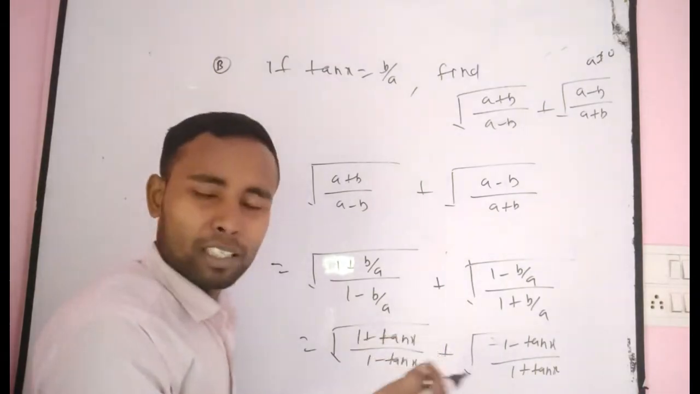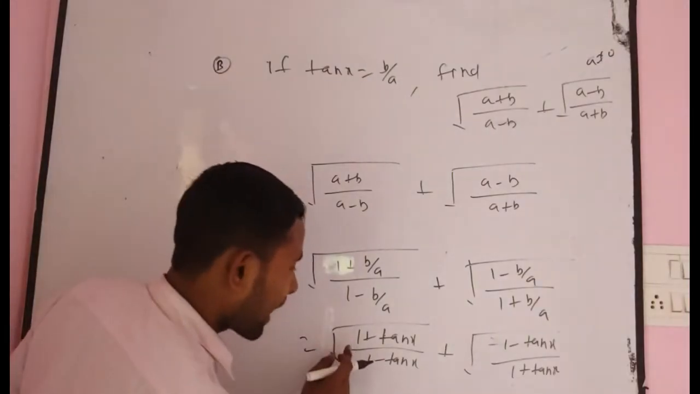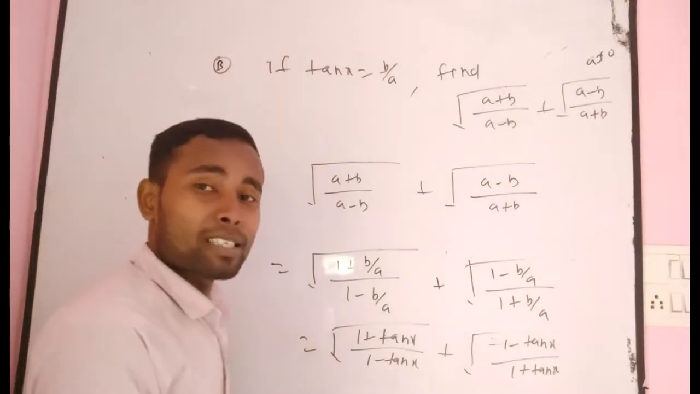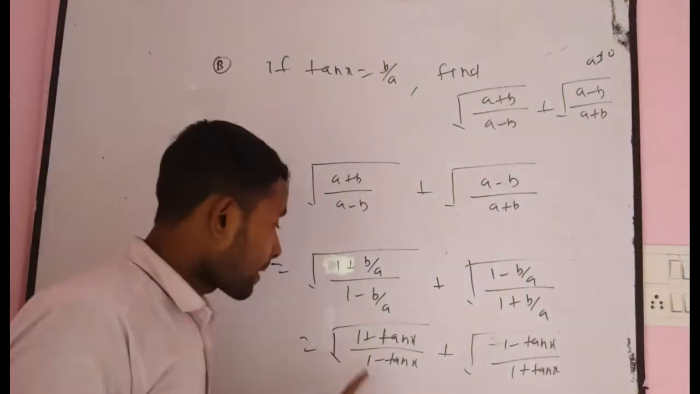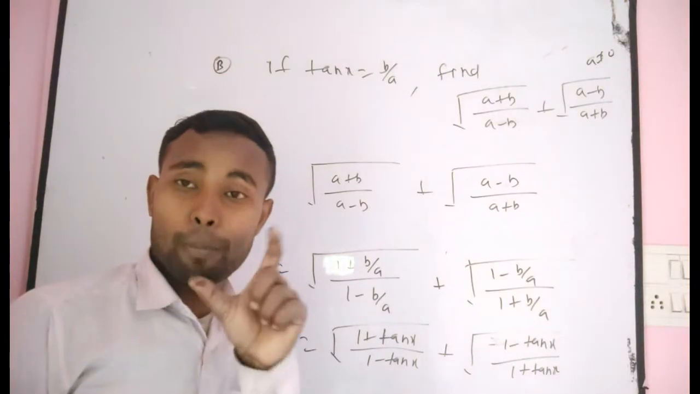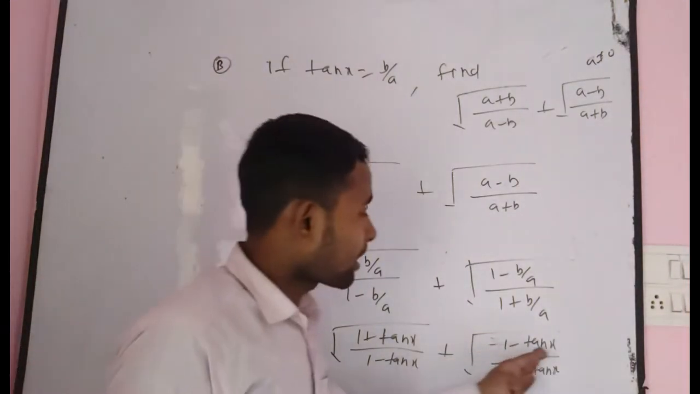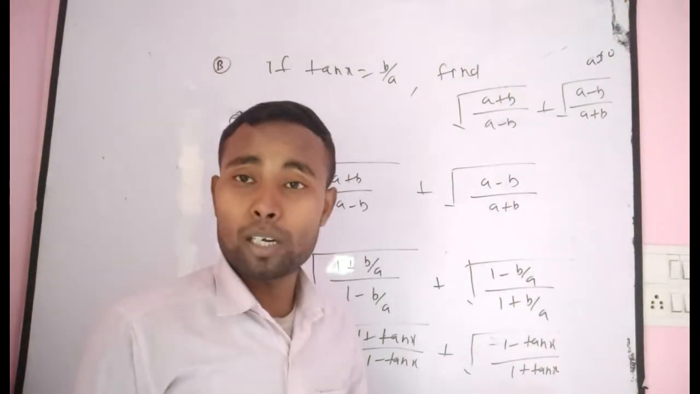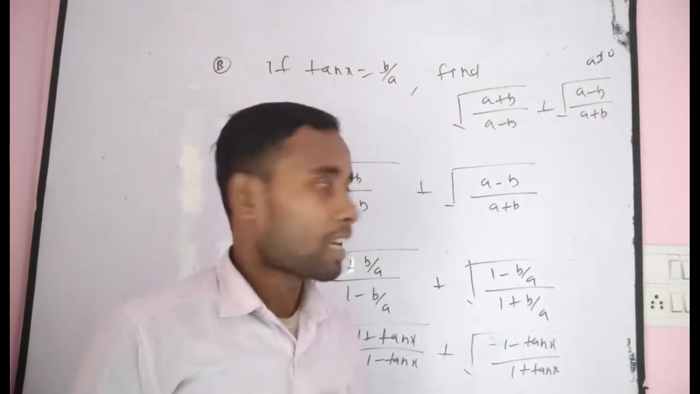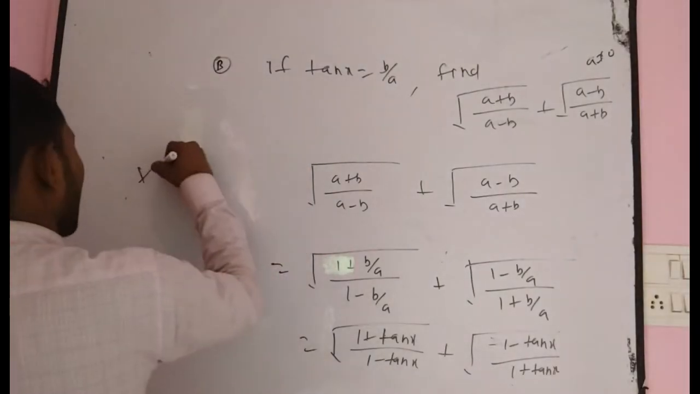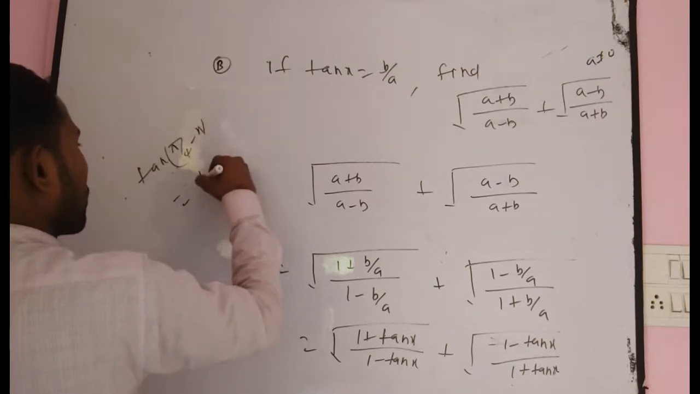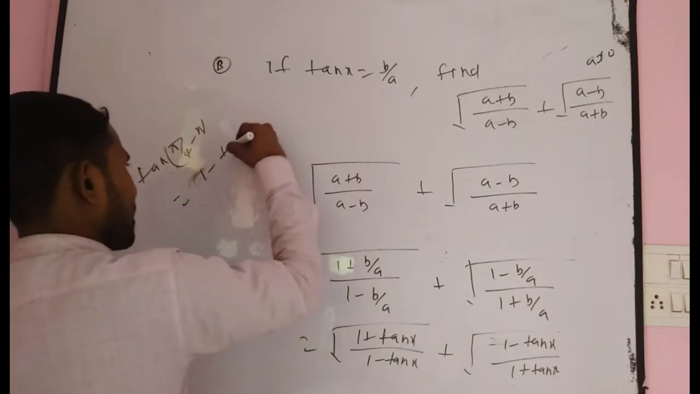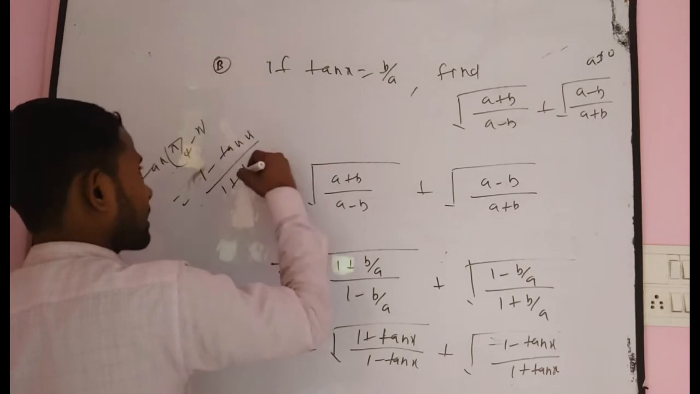But I want to write some steps again. Can you write 1 plus tan x divided by 1 minus tan x is equal to what? Now you definitely can write directly 1 plus tan x divided by 1 minus tan x is equal to tan of pi by 4 plus x. And here 1 minus tan x divided by 1 plus tan x is equal to what? tan of pi by 4 minus x. I think I leave its formula: tan of pi by 4 minus x is equal to 1 minus tan x divided by 1 plus tan x.